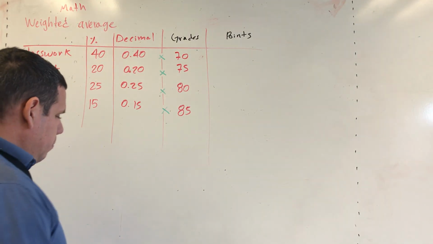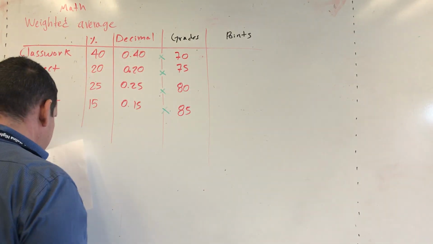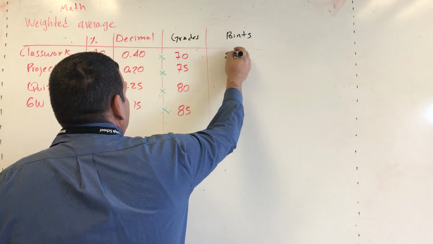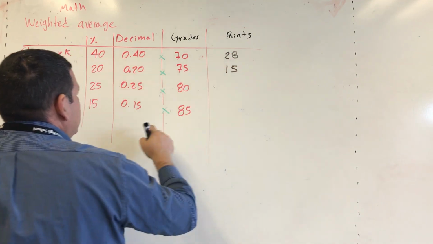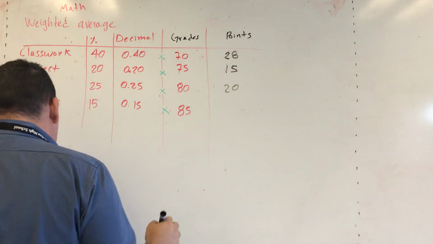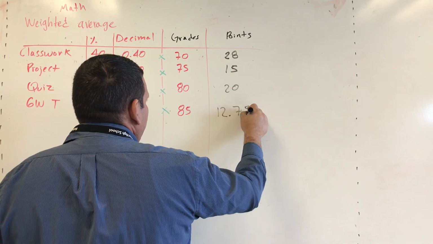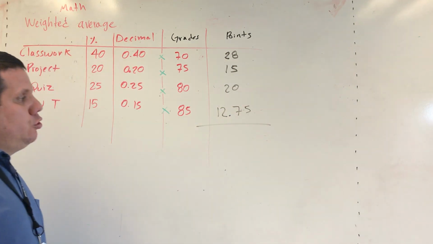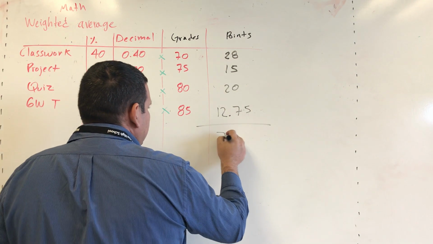Okay, so when you multiply this 0.40 times 70, you will get 28 points. This time this will give you 15 points. This time this will give you 20 points. And this time this will give you 12.75 points. Now, what is the total that you're getting for this? You will get 75.75.